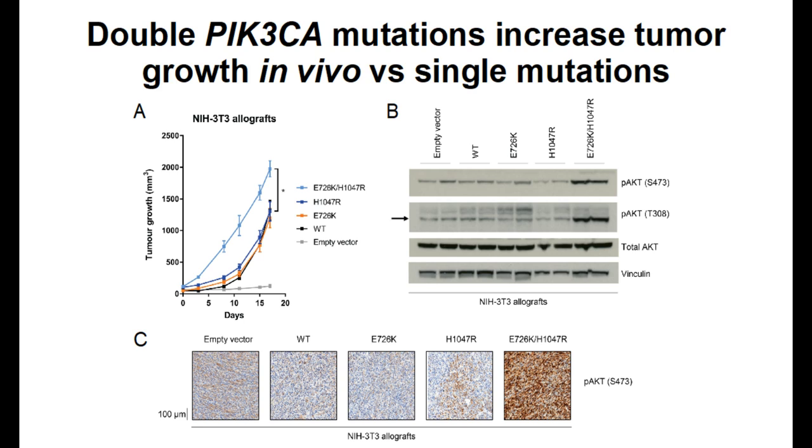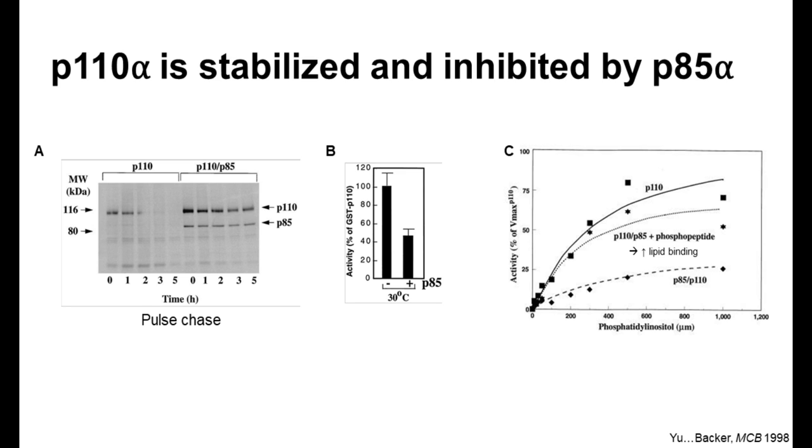We looked at the effects of our mutations in mouse models by creating allografts, that is, taking our cell lines, injecting them into mice, and monitoring for tumor growth. As you can see, the double mutant shown in light blue, E726K, H1047R, confers increased tumor growth compared to single mutants and wild type in a mouse model, and also leads to increased cell signaling, as shown by Western blotting in panel B, and by immunohistochemistry in panel C.